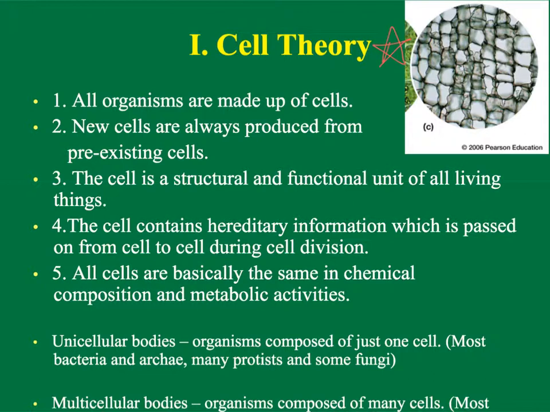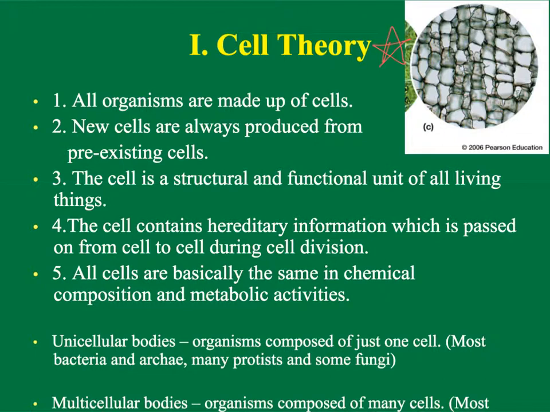Cell theory is a major scientific achievement and is the basis for many advances in modern biology, including controversial issues such as cloning and cultivation of human stem cells. So when we talk about organisms, we can classify them as unicellular or multicellular. As the name suggests, unicellular would be composed of just one cell. So that includes things like bacteria and archaea, many protists, and some fungi.